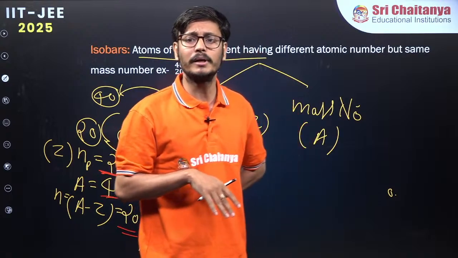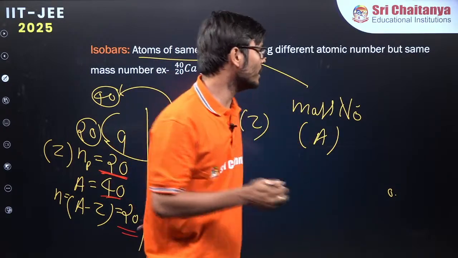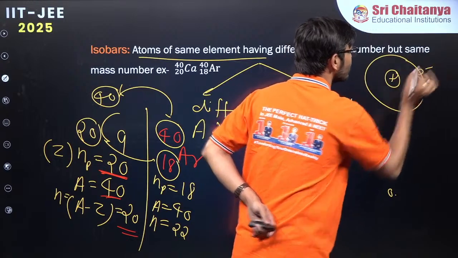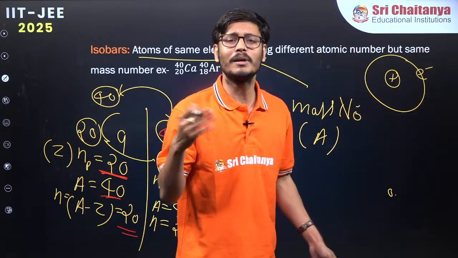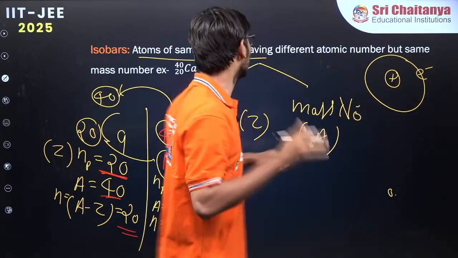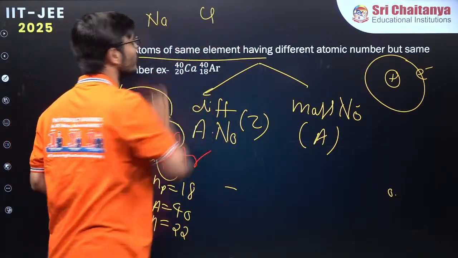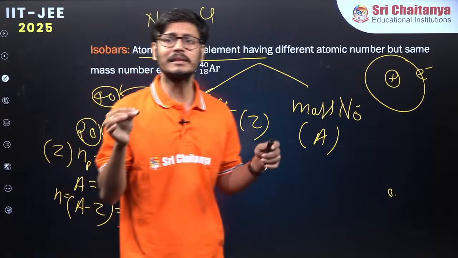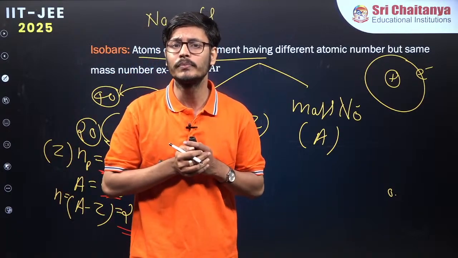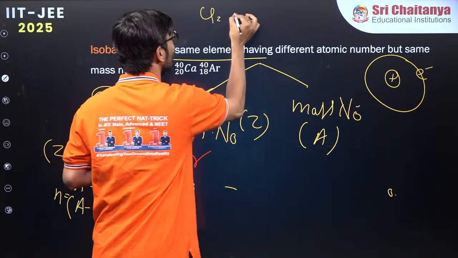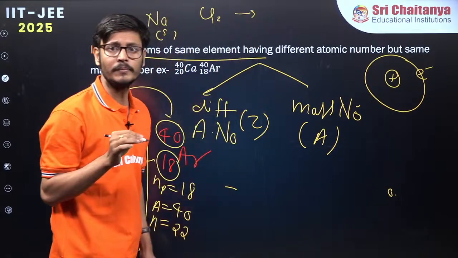Why chemical property depends on number of electron? You see, this is the nucleus, right? And these are the electrons. So most of the time when chemical reactions are happening, I'll take one example. Let us say we are having sodium and we are having chlorine. Now, a chemical reaction has to take place between sodium and chlorine. Sodium is a solid, chlorine is a gas. When they react with each other, what will happen?